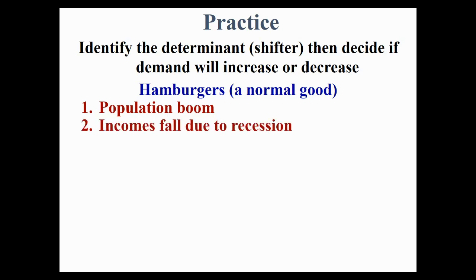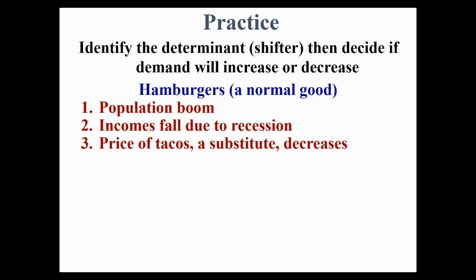What if income falls due to a recession? Well, that falls under income. If it's a normal good and income falls, that means we're going to buy less of the good. So income is the shifter. We see a decrease in demand and it will shift to the left.